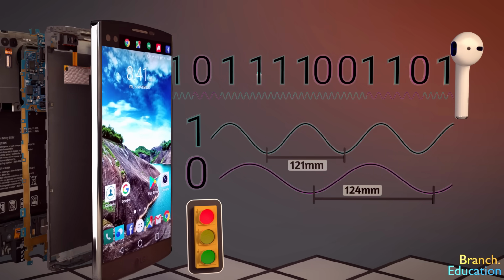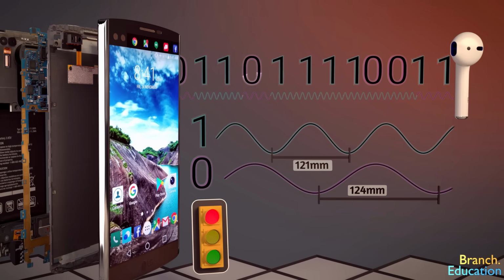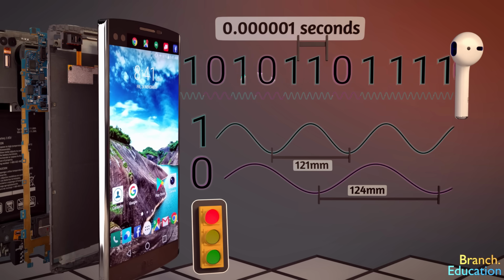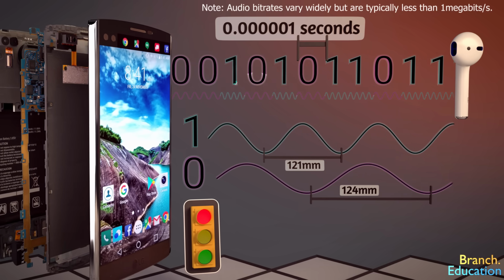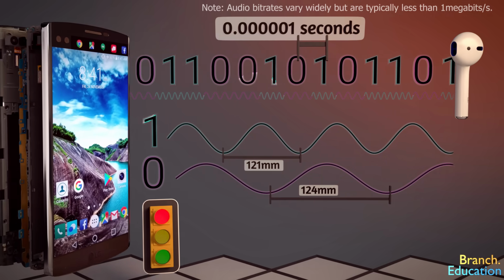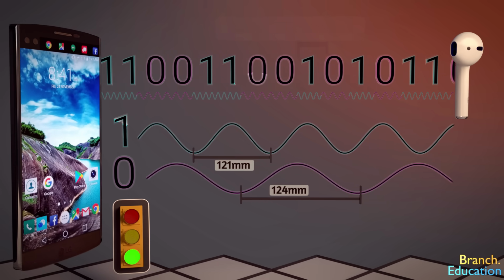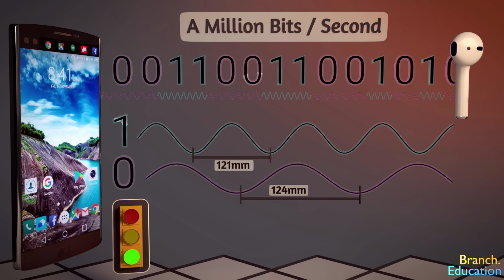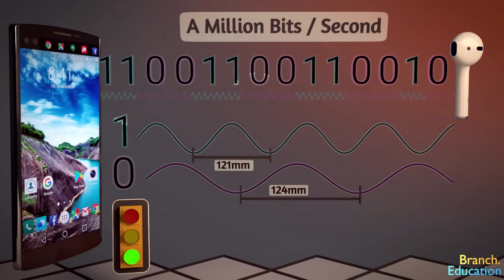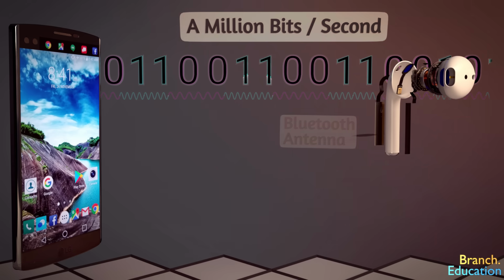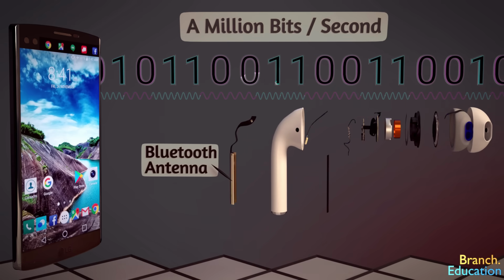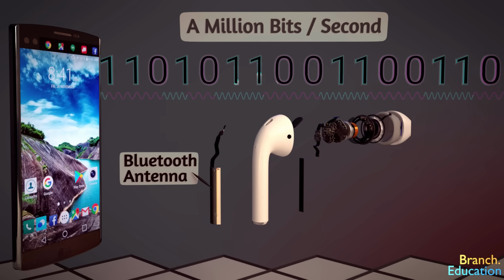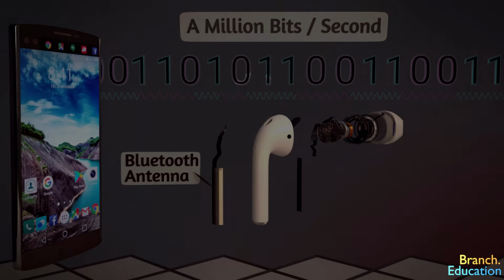Your smartphone's antenna generates these two wavelengths and switches back and forth between them at an incredible rate of about 1,000,000 times a second. With this process of switching between the two wavelengths, kind of like switching between the red and green traffic lights, your smartphone can communicate around 1,000,000 ones and zeros every single second to your earbuds. And amazingly, engineers have designed the antenna and circuitry in your earbuds and smartphone to be attuned to sensing and transmitting these wavelengths back and forth to one another.